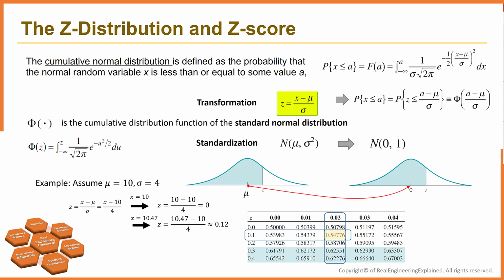This transformation is usually called a standardization because it converts a normal random variable with mean mu and variance sigma squared into a normal random variable with mean 0 and variance 1. Mu is changed to 0 and sigma squared is converted to 1. This is a special case of the normal distribution, which is called a standard normal distribution or Z distribution.